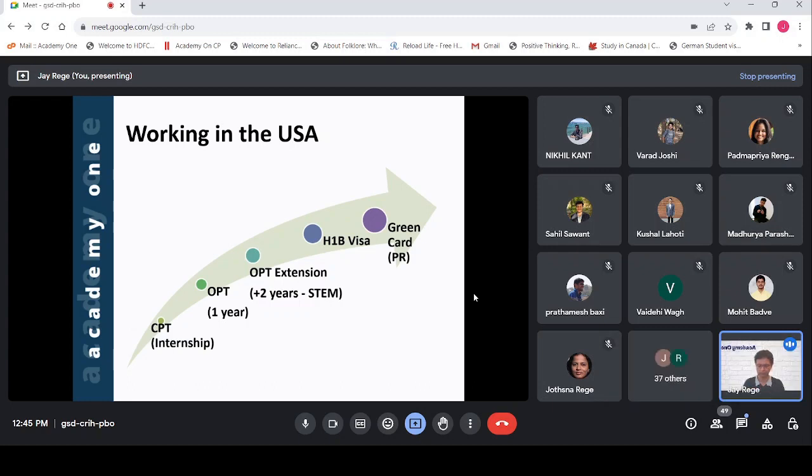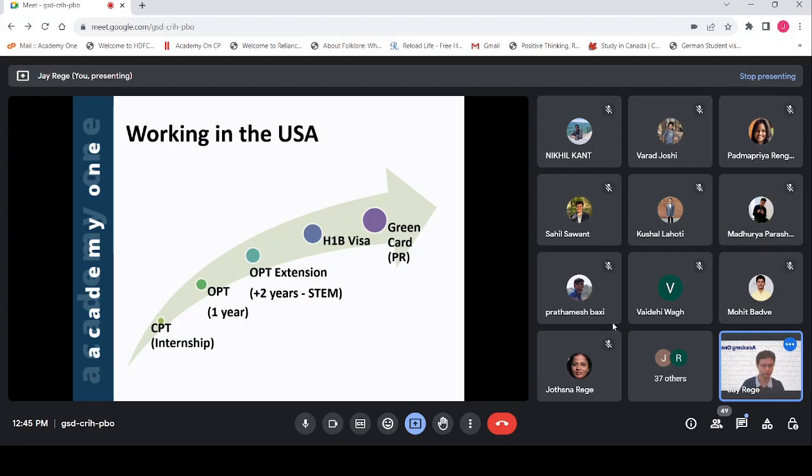So that is how the overall process works. But the main thing that you need to understand is that if you go for a STEM program, you will effectively get 3 years time to work in the US after you finish your masters. Again, this is 3 years time to work and not stay there unemployed. It is 3 years time for you to work in the US.